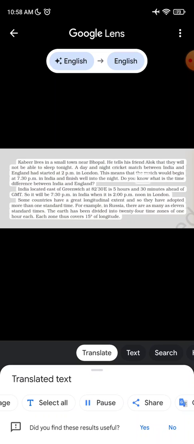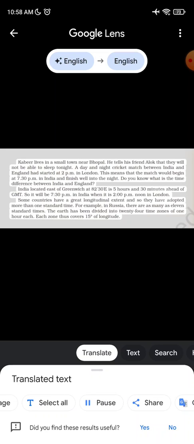Do you know what is the time difference between India and England? India, located east of Greenwich at 82 degrees 30 minutes E, is 5 hours and 30 minutes ahead of GMT. So it will be 7:30 p.m. in India when it is 2 p.m.